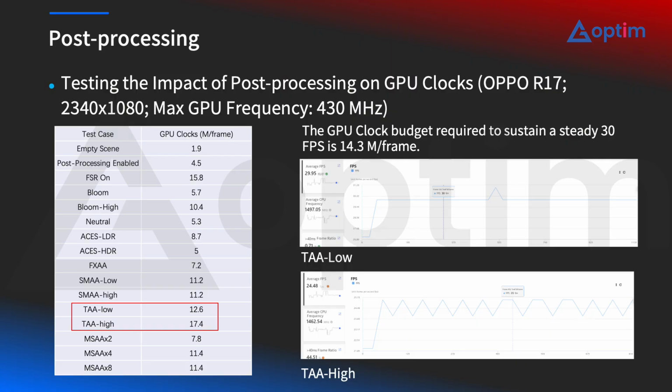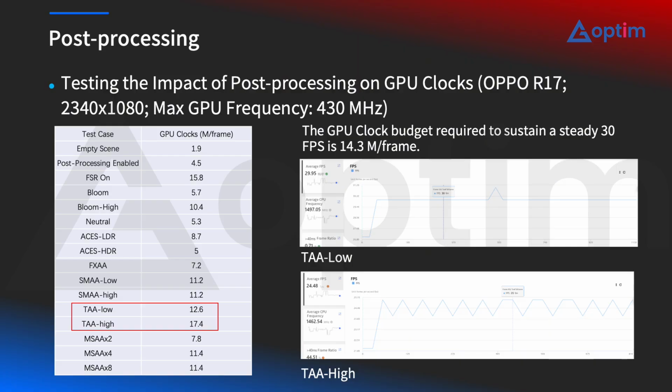We also compare this with the FPS curve. In TAA low, the system can stably maintain 30 FPS. The reason is simple. 12.6 M is still below the threshold of 430 divided by 30, which is approximately 13.3 M. In other words, it is still within the GPU budget we derived earlier. However, in TAA high, 17.4 M already exceeds the 14.3 M threshold. As a result, FPS drops to around 25 FPS. This behavior is fully consistent with the clock-FPS relationship we established earlier.